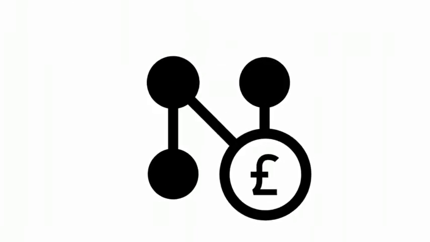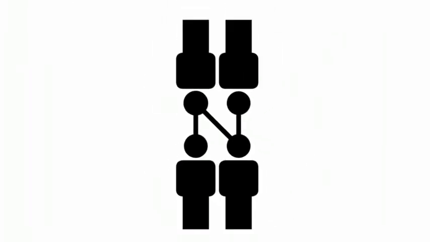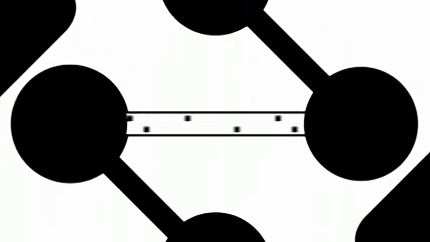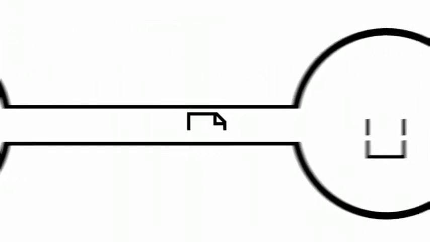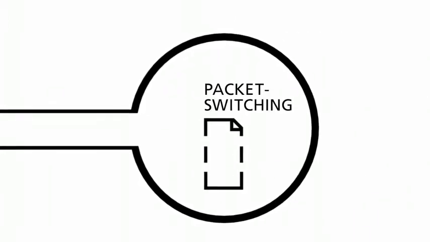Let's take a short detour to England. Since the NPL network was designed on a commercial basis, a lot of users and file transfer were expected. In order to avoid congestion of the lines, the sent files were divided into smaller packets, which were put together again at the receiver. Packet switching was born.